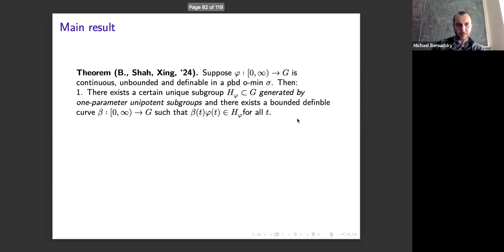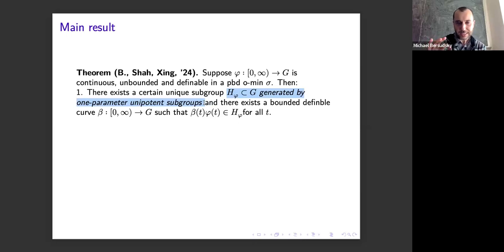Then, the first thing which took us time to prove is that there exists a certain unique subgroup, which we call the hull. I don't have time to really describe it, but it has some very nice properties. It just depends on the curve. And this group is generated by one-parameter unipotent subgroups.